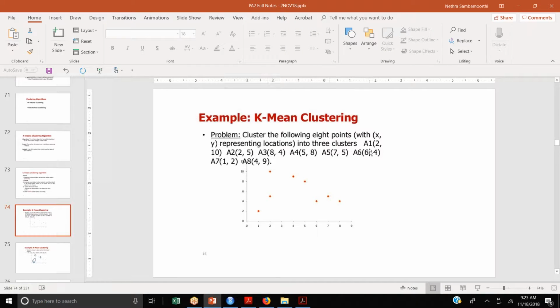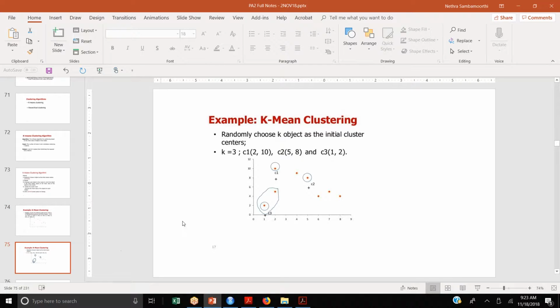So the problem is, we have here 8 points. A1 is (2, 10), that is this point. A2 is (2, 5), that is this point. A3 is (8, 4), that is this point, and so on. They are graphically represented there. The idea of k-means is that you have to know how many clusters you want to find. You want to predefine that. So let's say that we want to find 3 clusters here.